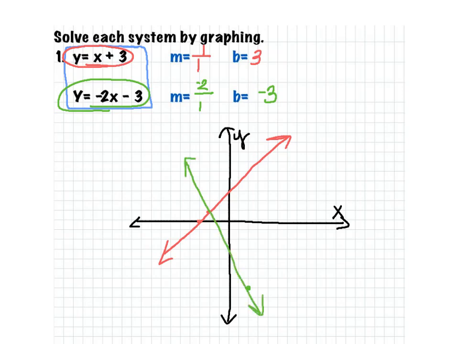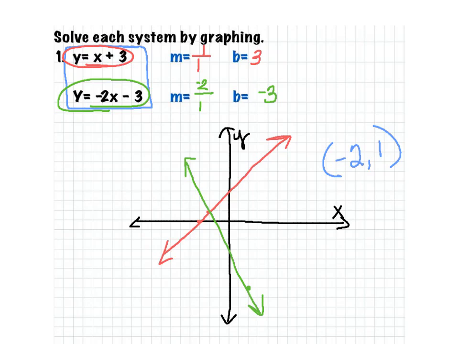Okay, so there's my line. Now let's look very closely at the intersection point. It's right there. Okay, so it's at negative 2, 1. That would be the solution to my system of equations, and I would show the graph to prove that that's the point where those two meet.